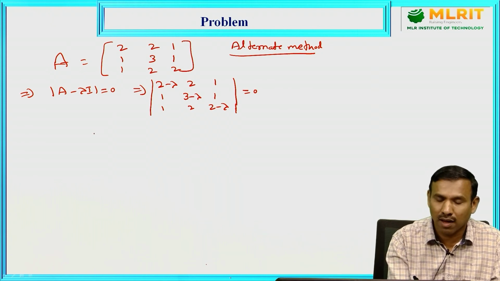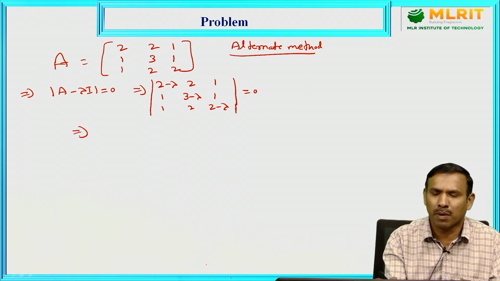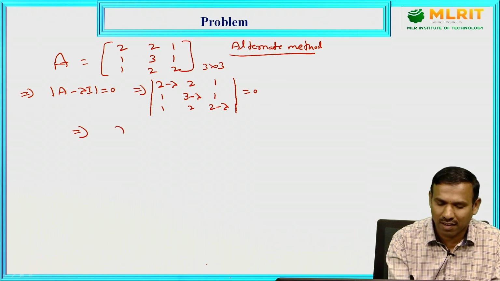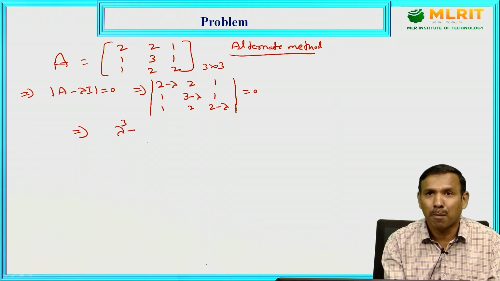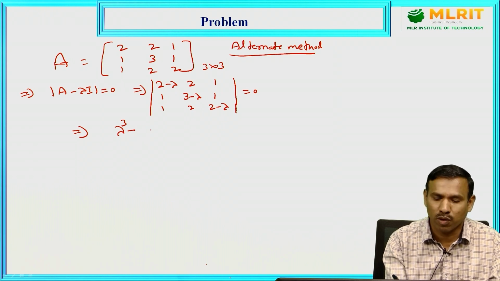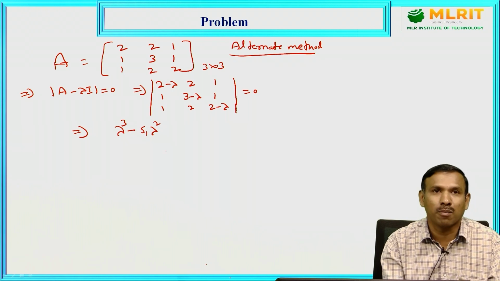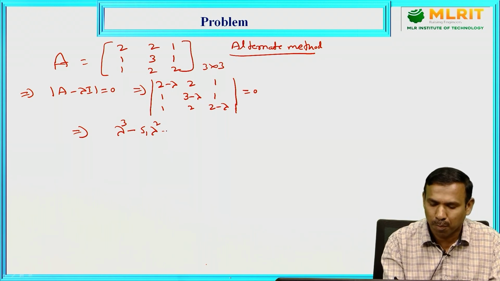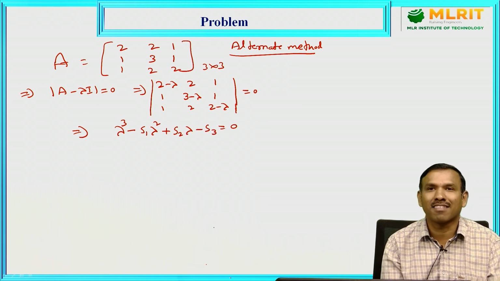So what is the alternate method here? I am giving a formula. We know it is a 3 by 3 matrix, so definitely we will get lambda cube. The starting term will be lambda cube, next the second one will be lambda square, as in the previous example also. I am writing some coefficient S1 that we need to find: lambda cube minus S1 lambda square plus S2 lambda minus S3. So this will be the characteristic equation.